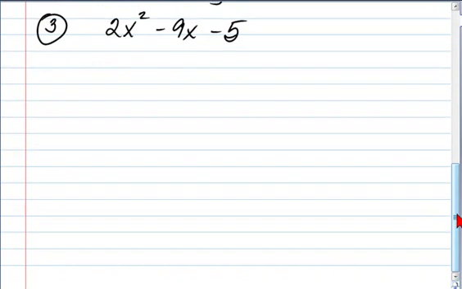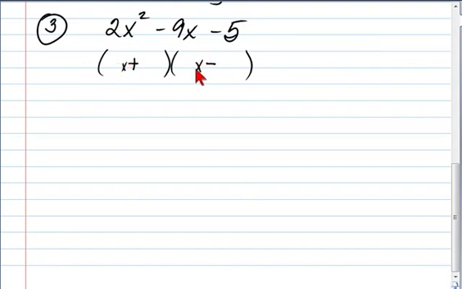Is there a common factor? No. It's a trinomial, so I'm going to try trial and error. Tell me about the signs. It's going to be one of each. And I know that I'm going to have x's.